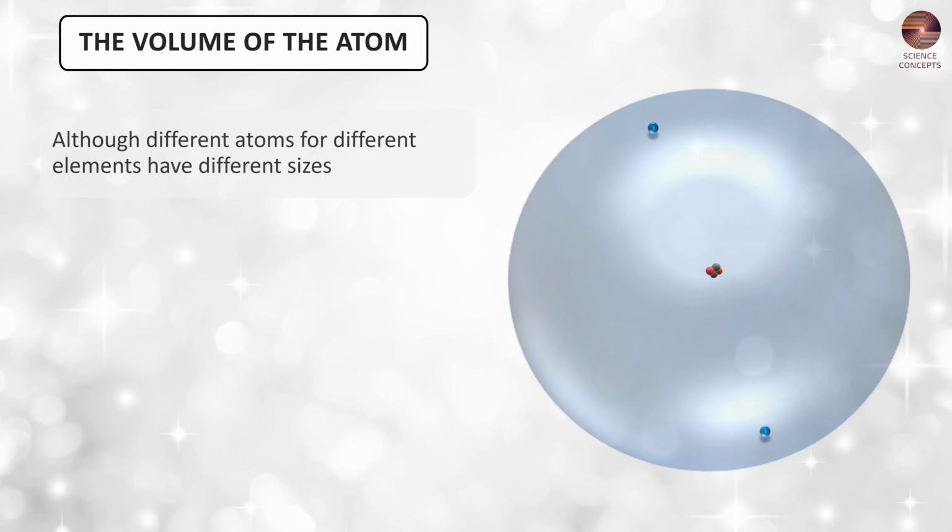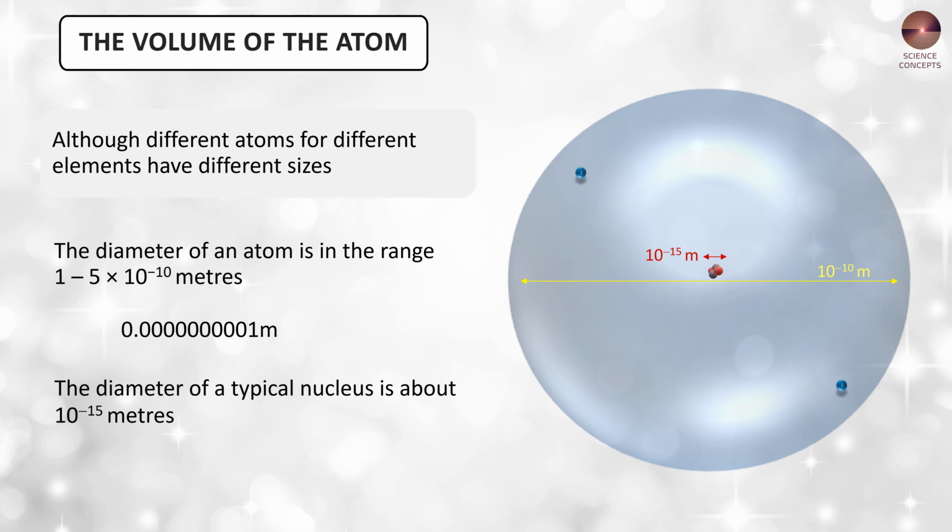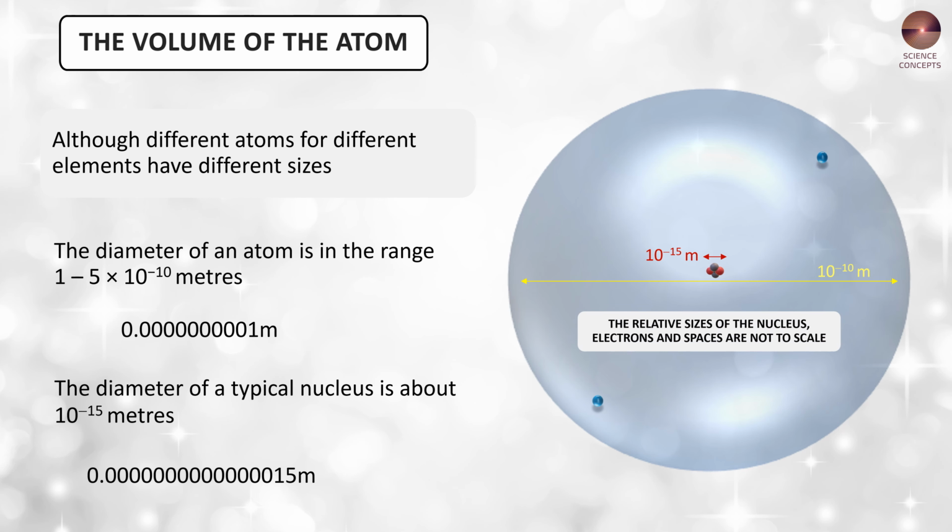Although different atoms for different elements have different sizes, generally, the diameter of an atom is in the range of 1 to 5 times 10 to the exponential minus 10 meters, whereas the diameter of a typical nucleus is only about 10 to the exponential minus 15 meters. Thus, the nucleus is much, much smaller than the total volume of the atom.